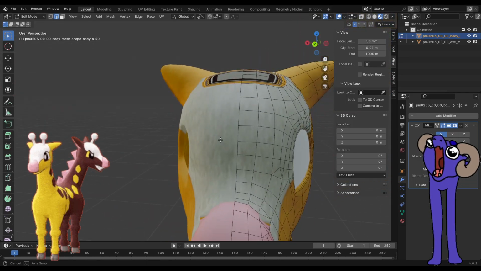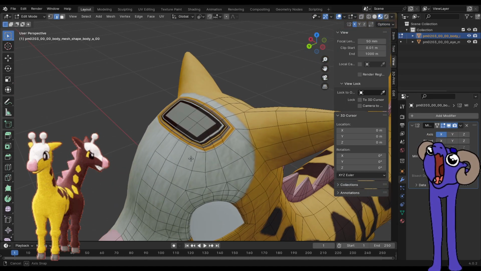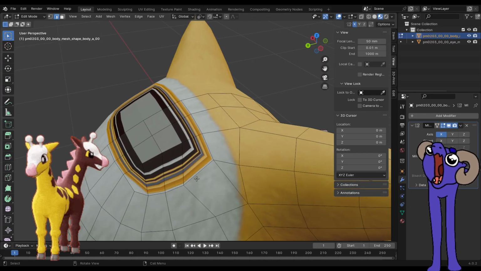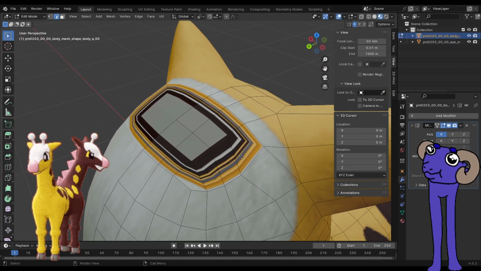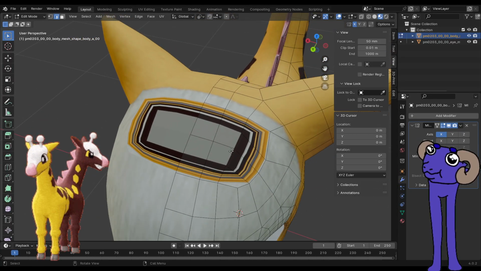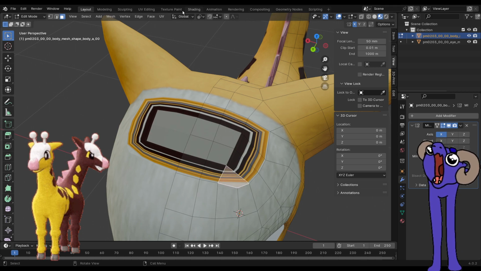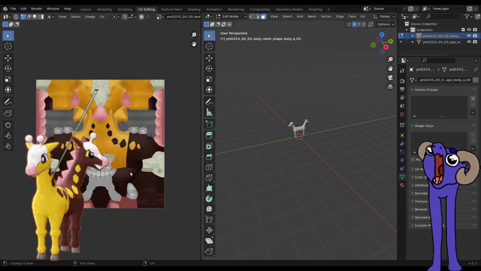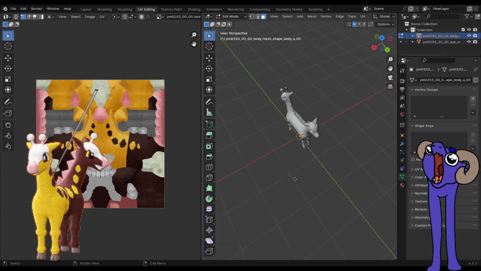Cool. Now we've got this weird blob on the head because the texture's messed up. Why is that so messed up? Let's go look at the UV of this. So, oh, I'll explain that.